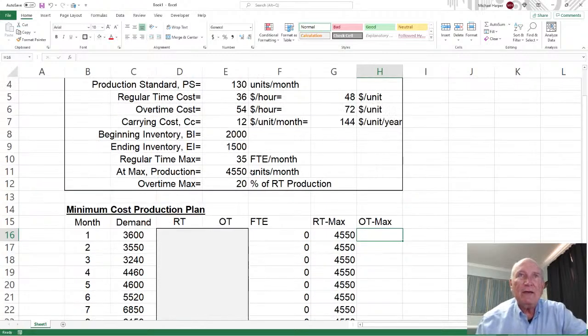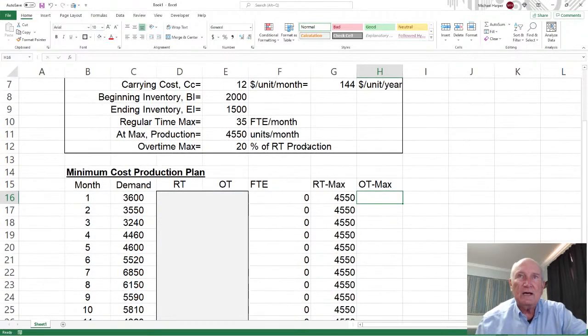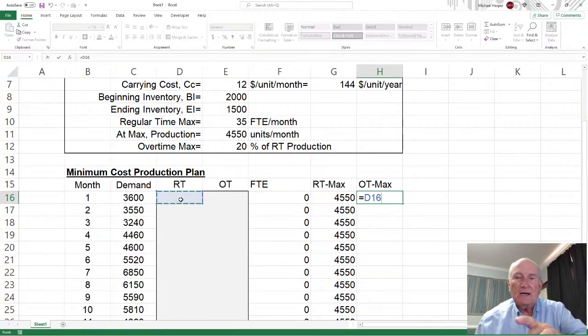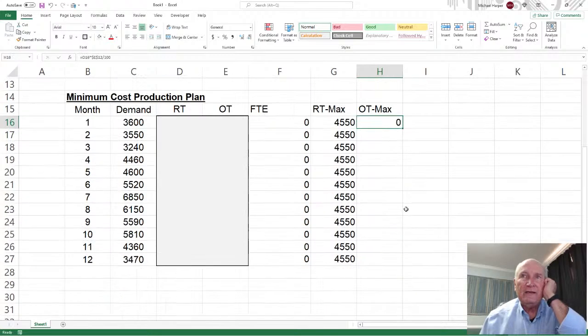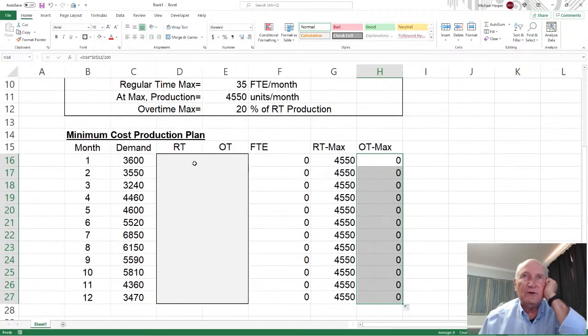Okay, remember the overtime max here is 20% of the regular time production. So that equals the regular time production times 20%. Well, this is just 20, so let's put a 20 there, F4 to freeze it, and divide by 100 to turn that 20 into a proportion, and then copy that down. And so there's that. So the regular time max and overtime max, those are our two constraints we're going to have.